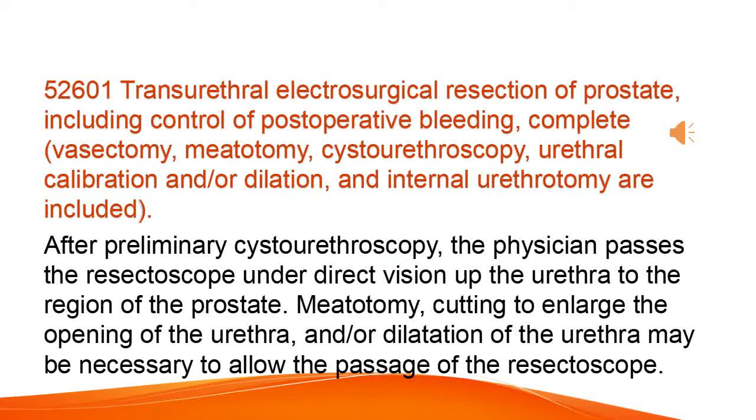Transurethral electrosurgical resection of prostate, including control of postoperative bleeding, complete vasectomy, meatotomy, cystourethroscopy, urethral calibration and/or dilation, and internal urethrotomy are included. After preliminary cystourethroscopy, the physician passes the resectoscope under direct vision up the urethra to the region of the prostate. Meatotomy, cutting to enlarge the opening of the urethra, and/or dilatation of the urethra may be necessary to allow the passage of the resectoscope.